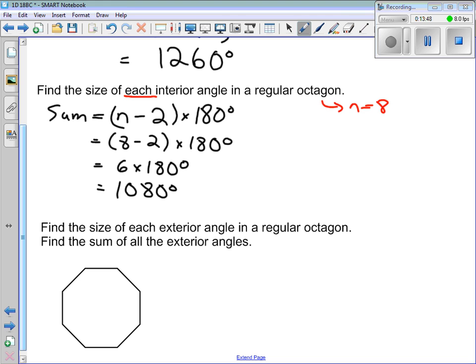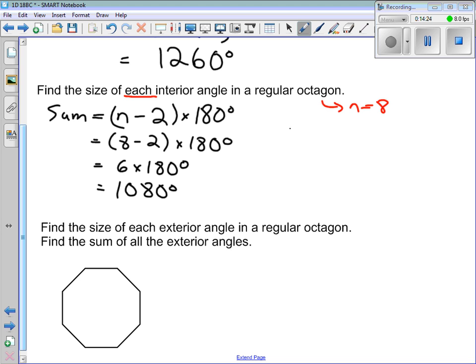Okay. Are we done? No, because it's not asking us to find the size of the sum of the interior angles. It's asking us to find the size of each interior angle in a regular octagon. So looking at this octagon down here, how many interior angles do we have? Liam, how many angles are there in there? 8. Yeah, it's always the same as the number of sides. And what do we know about these angles? Well, we know that they're all the exact same size because it's a regular octagon.